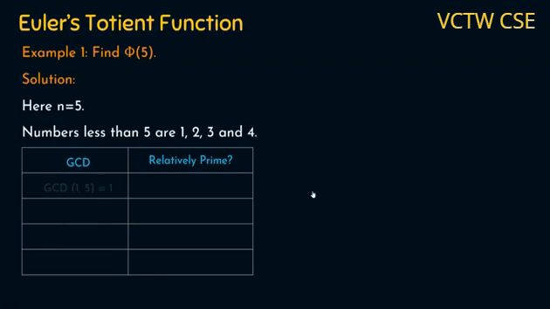So let's check it out. GCD of 1, 5, GCD of 2, 5, GCD of 3, 5 and GCD of 4, 5. We can see that GCD of 1, 5 is 1, 2, 5 is 1, 3, 5 is also 1 and 4, 5 is also 1. If you want to know how to compute the GCD using Euclid's algorithm, I request you to watch my previous lectures where I have computed GCD using two methods. You can pick any one of the methods whichever is comfortable to you. Whenever the GCD of two numbers is 1, then those numbers are said to be relatively prime.